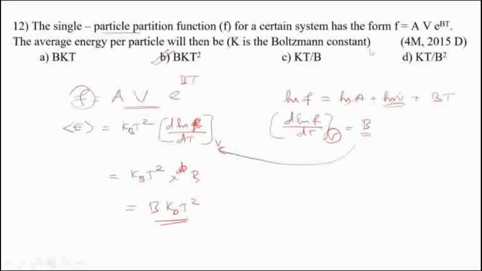See, what is given here is F is equal to, I'll go back, F is equal to A into V. A is some constant, V is volume, e power BT. This is the partition function given, and they are asking for the average energy per particle. Okay, what's the average energy per particle?